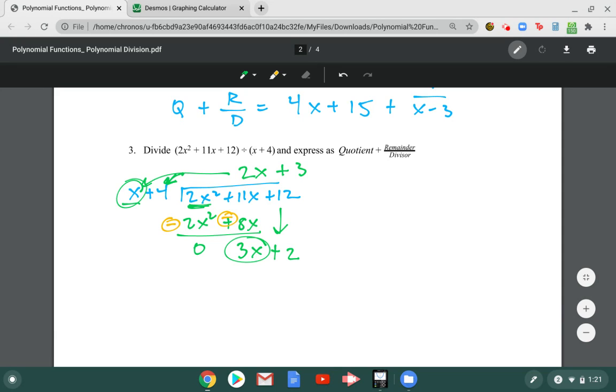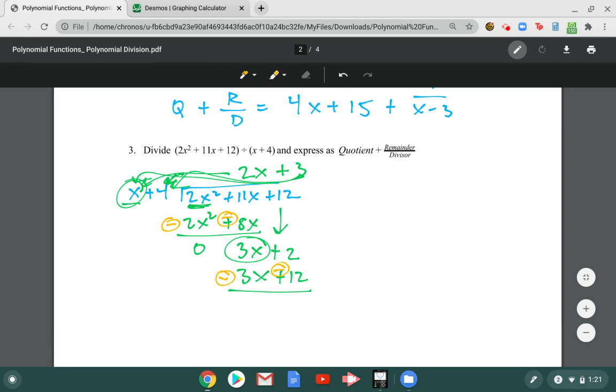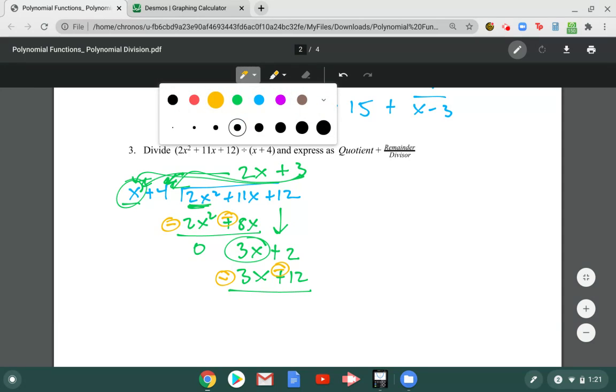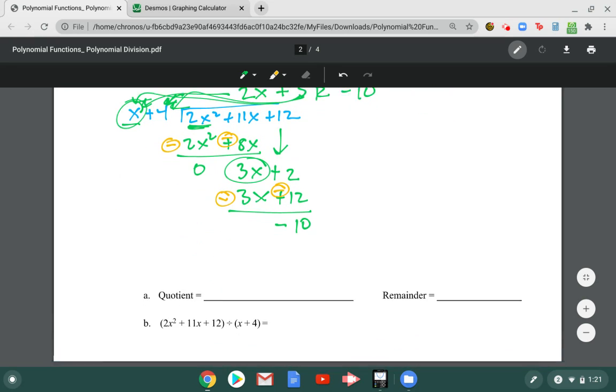I need to multiply this through, so 3 times the x is 3x. 3 times the 4 is 12, plus 12. I need to subtract, which is changing signs. They're both positive, so they both change to negative. And now I subtract, 3x's go away. 2 minus 12, that's going to be minus 10. So remainder minus 10, negative 10.